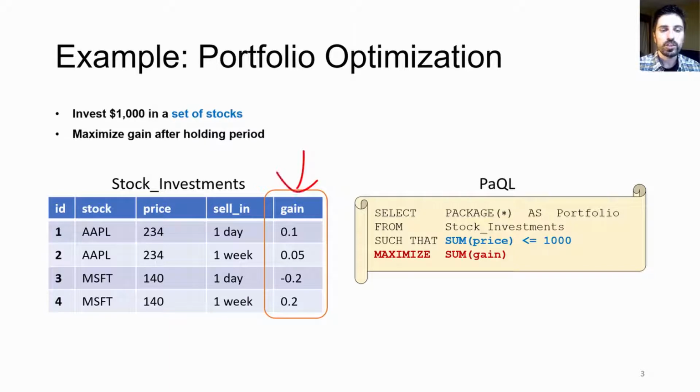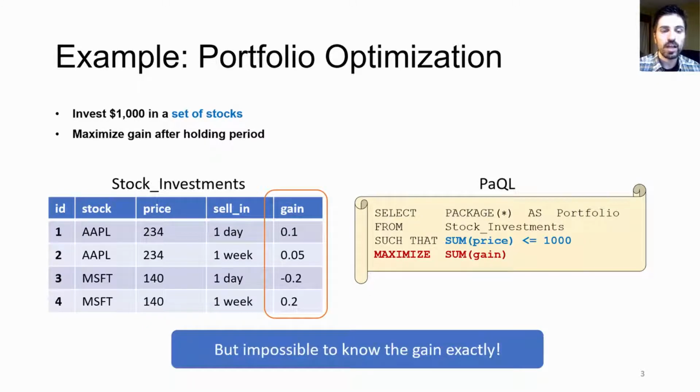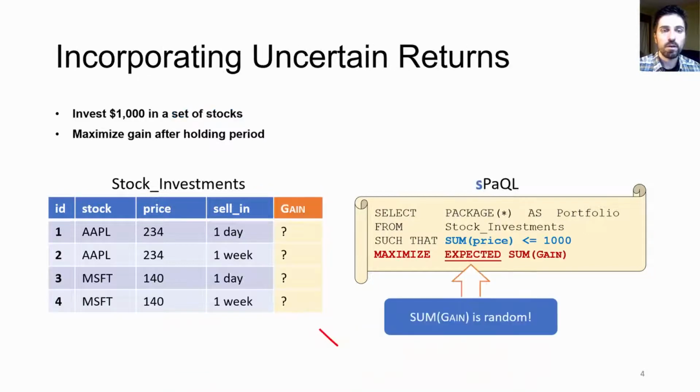If we knew the gain each stock can yield after the holding period, we could write this as a package query in PaQL, the package query language, where we simply set a budget constraint and an objective to maximize the sum of the gains. Unfortunately, the future gain is not known. It is a random variable. We indicate random variables in the table with question marks. Since gain is a random variable in the query, the sum of gains is also a random variable. We can therefore try to maximize its expectation. We call our extended query language Stochastic PaQL, or SPaQL for short.